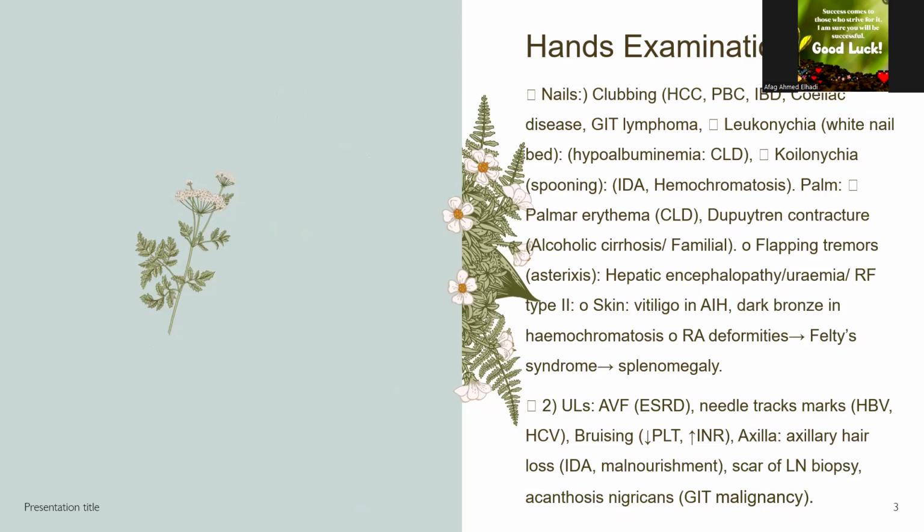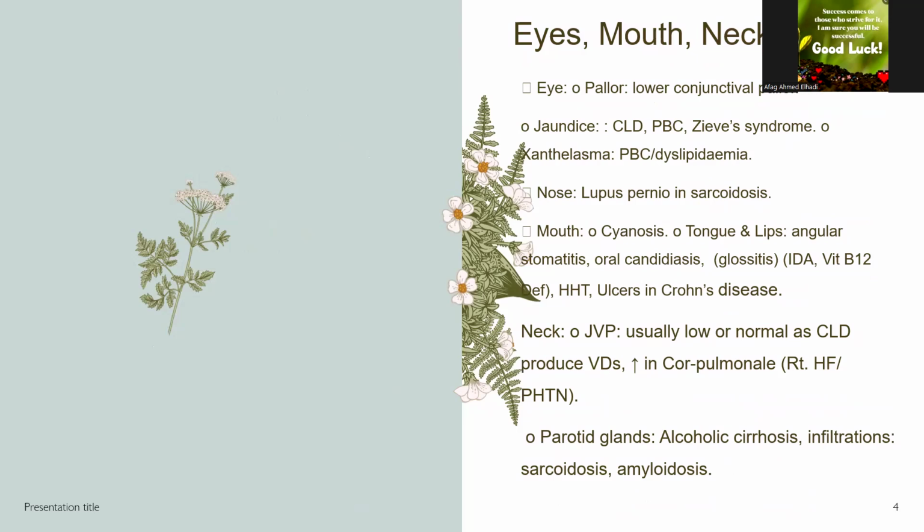And going up after checking the pulse, we look for any arteriovenous fistula as a sign of end-stage renal disease. And we will comment on any needle track marks if we find them. And then we inspect the axilla as well, looking for any axillary hair loss or any acanthosis nigricans. From the hands, we move up to the eyes as usual.